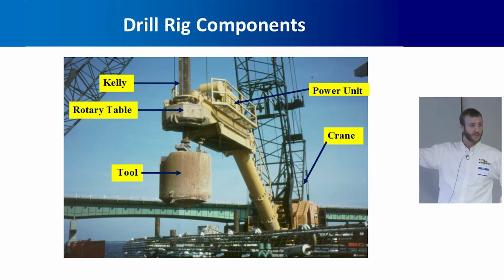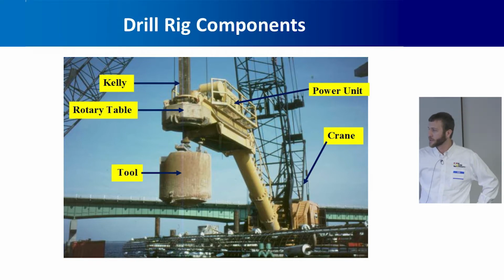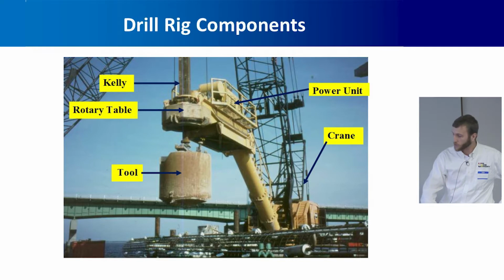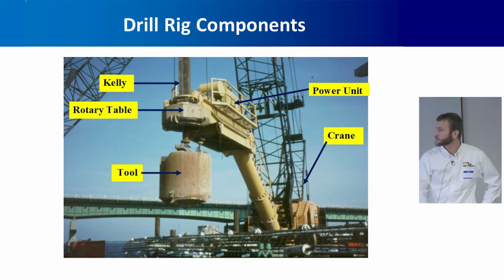We have the Kelly bar, which is just the bar that does the spinning and transfers the torque to the tool. The rotary table is just the device that twists that Kelly bar, and then the tool is whatever auger or bucket or tool that we have on the end of the Kelly bar. So now we'll look at some different types of drill rigs.